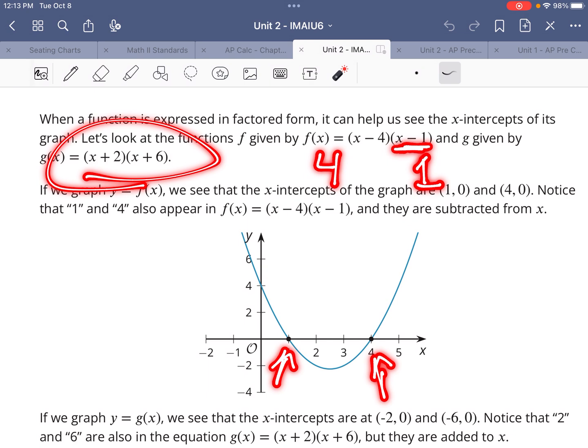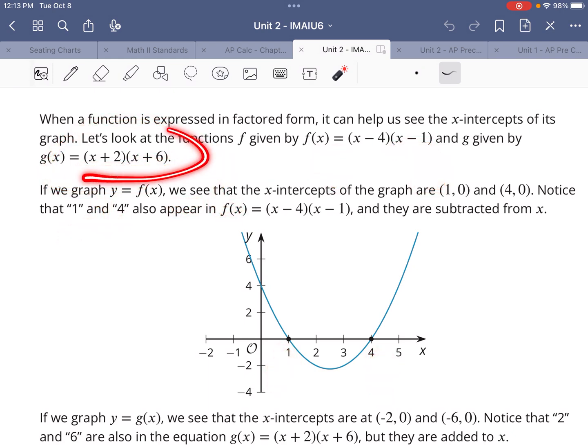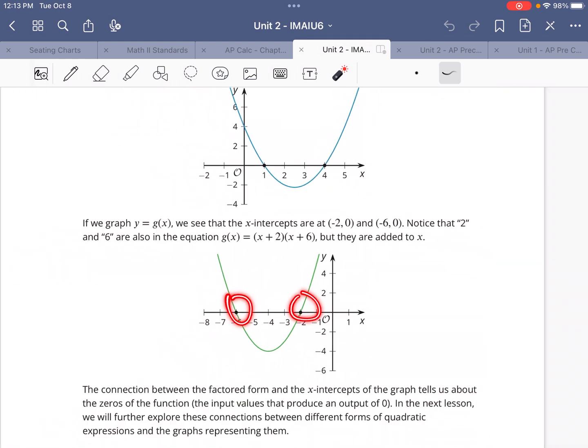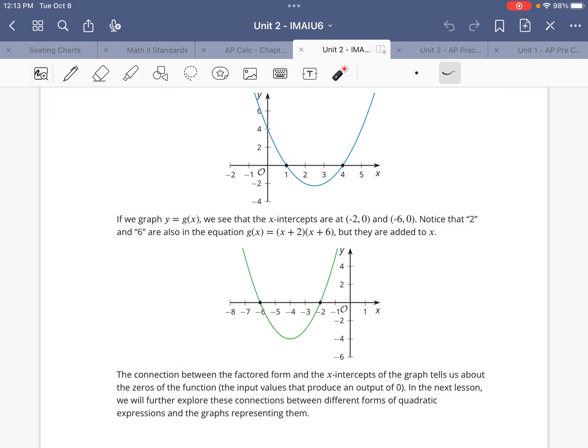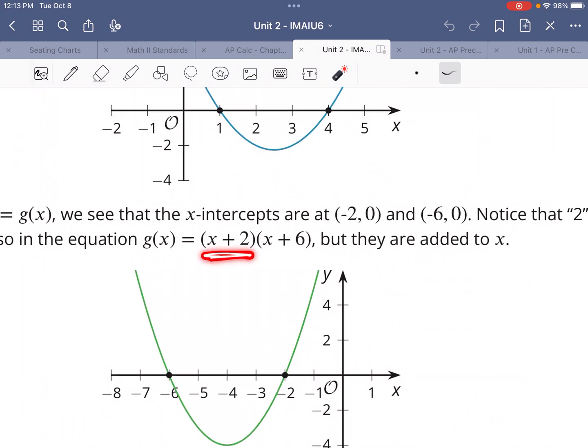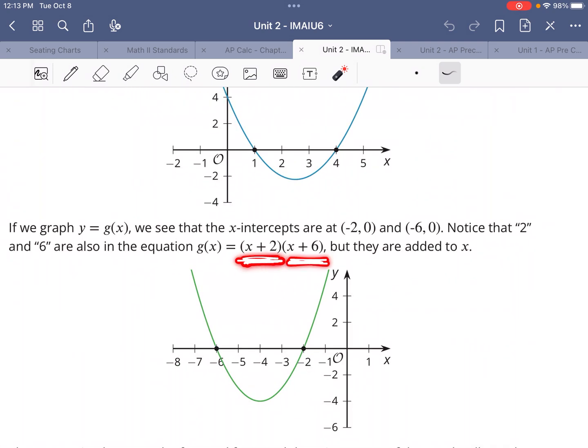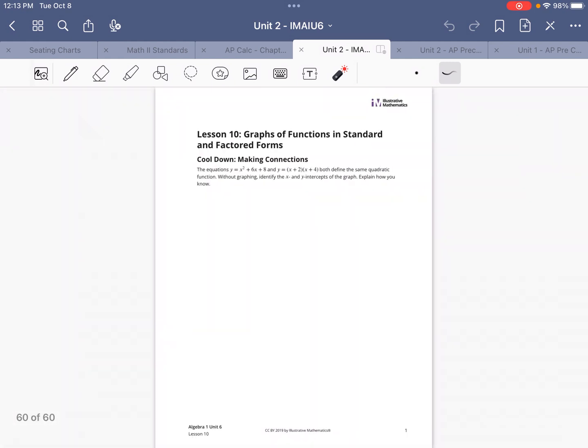The x-intercepts for this, well, what would make x plus 2 equal to 0? Negative 2. What would make this equal to 0? Negative 6. I would expect to see x-intercepts for this one at negative 2 and negative 6, which, hey, look at that, we do. So standard form can tell us the y-intercept. Factored form shows us the x-intercepts, but again, we have to ask what makes this equal to 0 or that equal to 0. It's not 6 and 2, it's negative 2 and negative 6, because that's what gives us zeros.